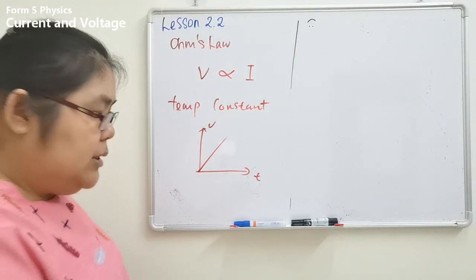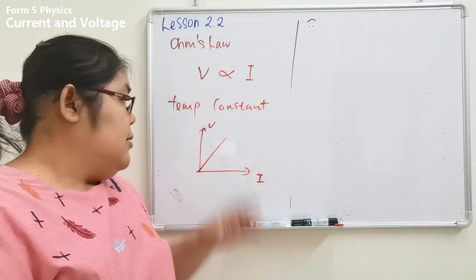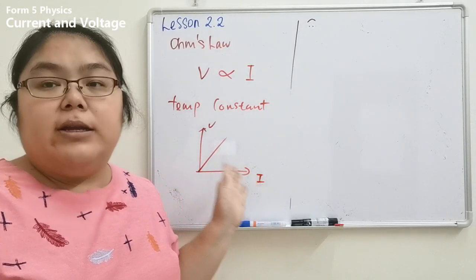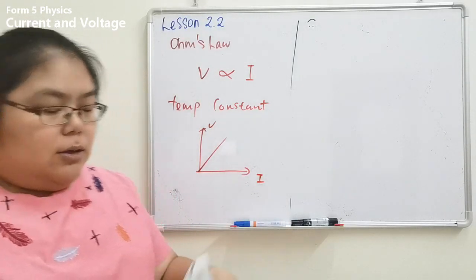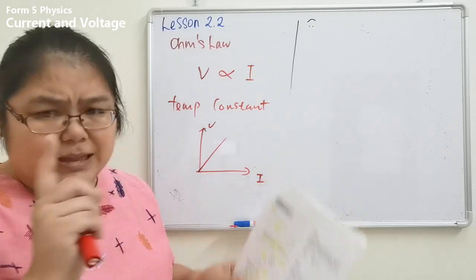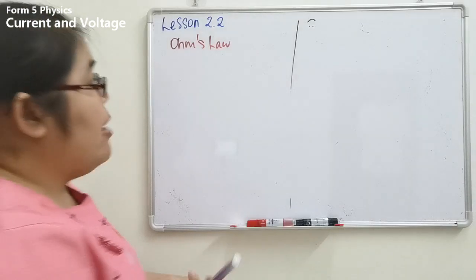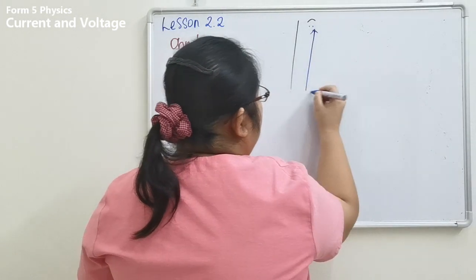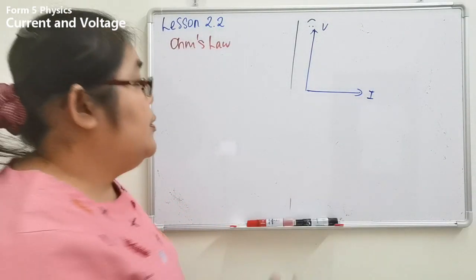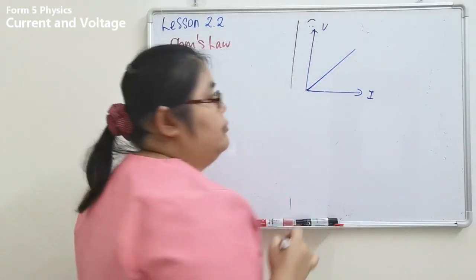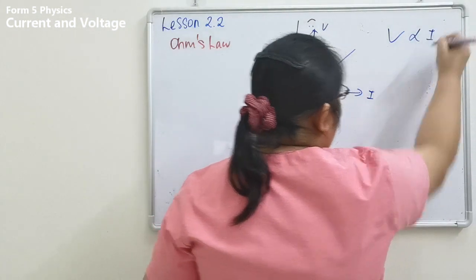V and I, and not T. After that, we get the result from the graph. Then we need to find the gradient, and that gradient is related to Ohm's law. So from here we go and find out the graph first. Let's see the graph. V versus I. After that, it passes through the origin. So we can say V is directly proportional to I.